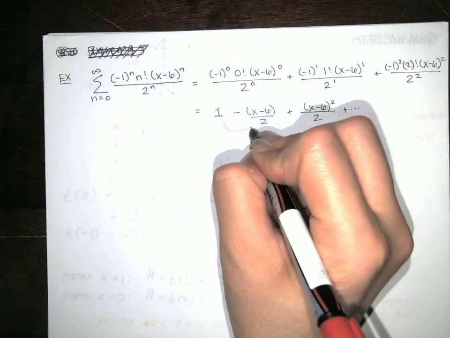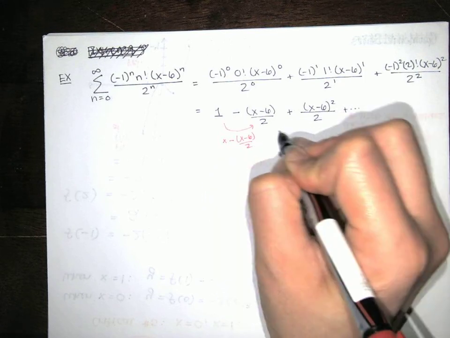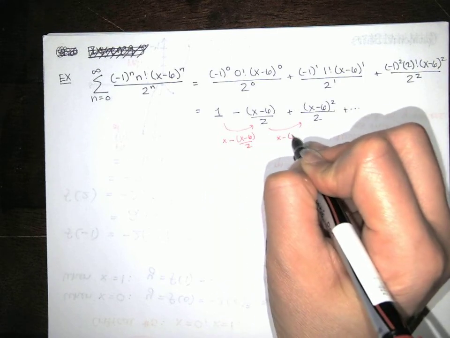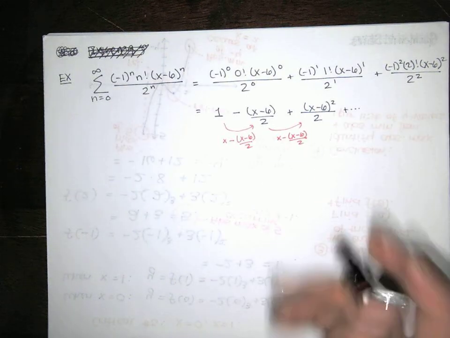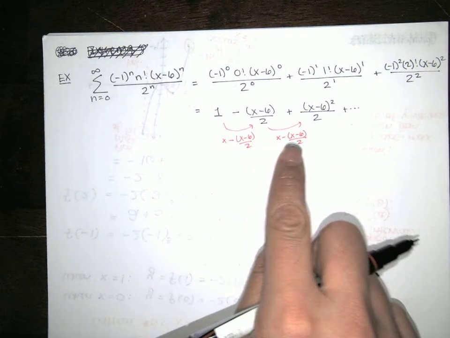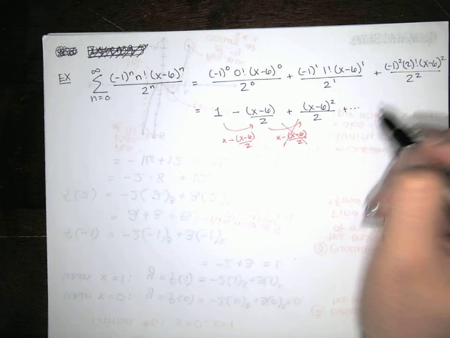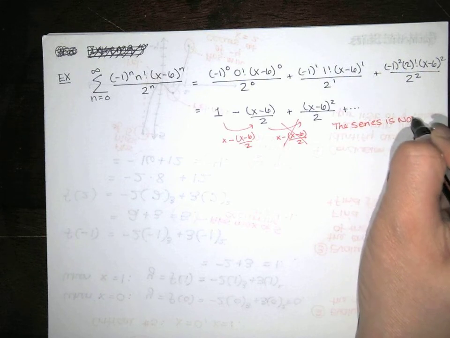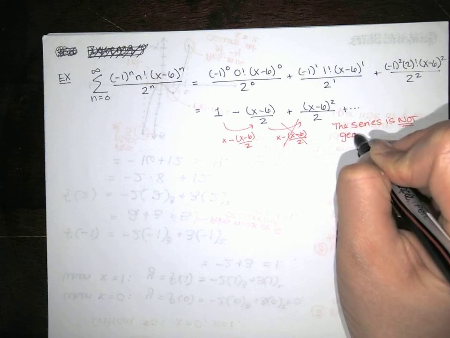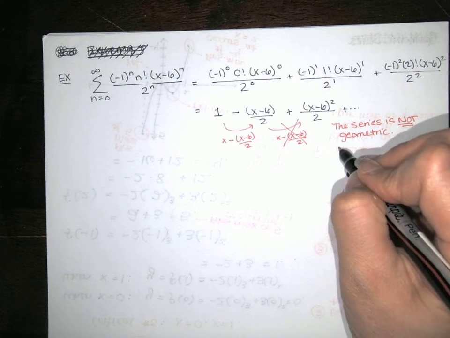So, to get from here to here, I multiply by a negative x minus 6 over 2. If I multiply this one by a negative x minus 6 over 2, do I get the same thing? Well, the negative and the x minus 6 works, but that 2 times that 2 should give me a 4, so it's not geometric. The series is not geometric, so we'll have to use the ratio test.